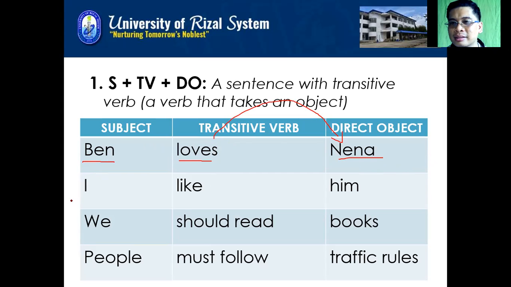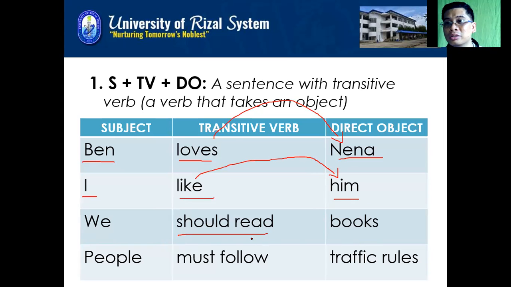Okay? Then the next one is I like him. I, which is our subject, like, which is our transitive verb, and him, which is our direct object. So as you notice, the action like has a receiver of the action, which is him. Now, we have here a different structure. As you notice, in our sentence, we should read books, we use a transitive verb, should read, although we make use of the auxiliary should here.